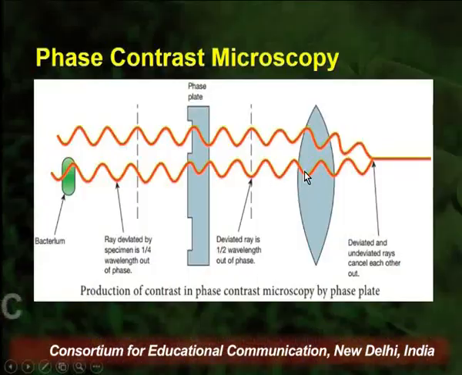So on average, light that passes through the transparent specimen is retarded by approximately 1/4 wavelength, and the direct undiffracted light passes through a portion of the phase plate that speeds it up by approximately a quarter wavelength. This can be observed with the help of this diagram, where any light which passes through the specimen and the phase plate changes in wavelength.